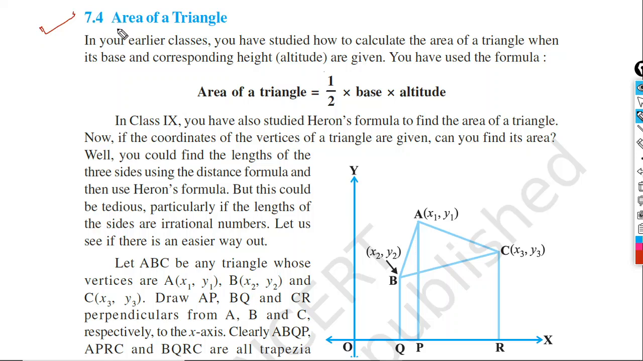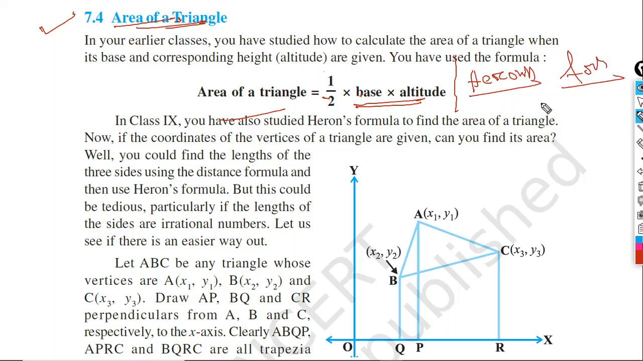So today we are going to discuss area of a triangle. You know how to find the area of a triangle. You know the formula: area of a triangle equal to 1 by 2 base into height or altitude. Another formula you know is Heron's formula. Heron's formula you learn in class 9.